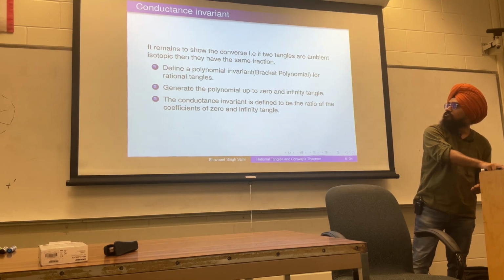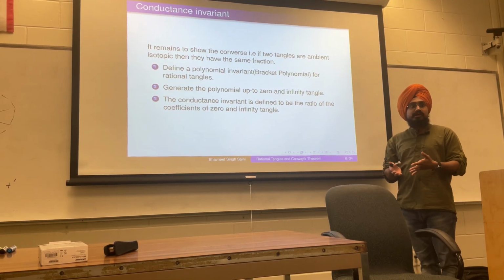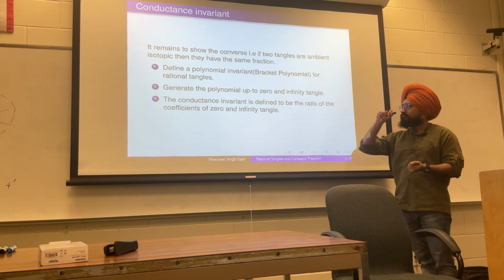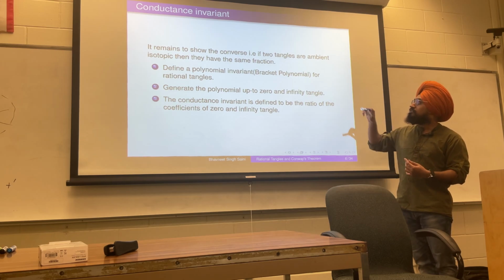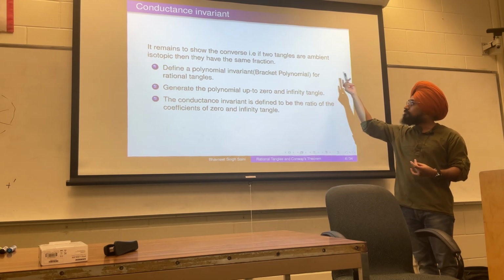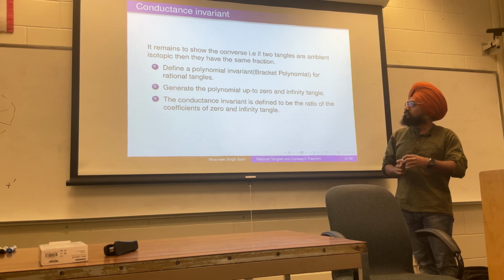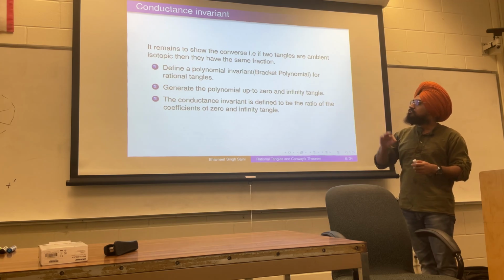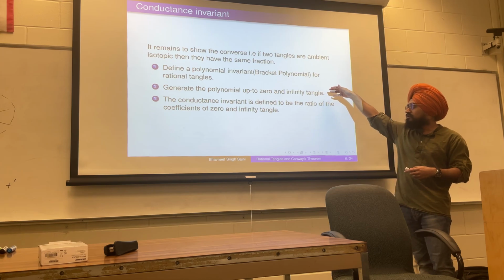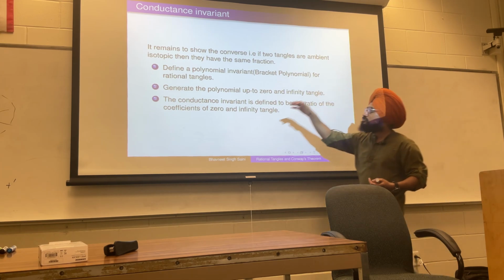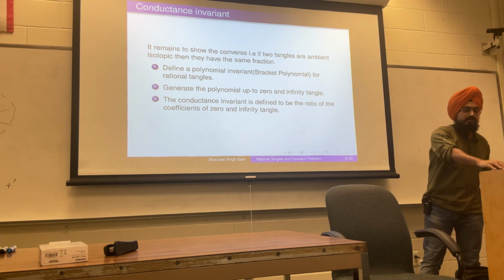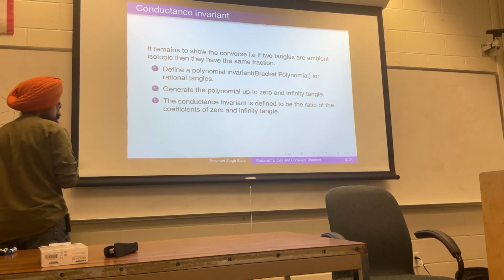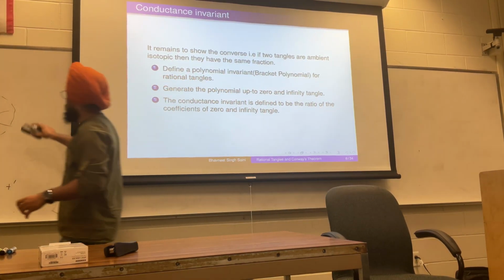Now the opposite direction, that if we are given that the two tangles are ambient isotopic, then they have the same fraction. We need to show that they have the same fraction. So for that, first of all, we will define a polynomial invariant, which is also called the bracket polynomial for rational tangles, and then we will generate the polynomial up to 0 and infinity tangle. We will see what this means. And then the conductance invariant is defined using this polynomial invariant, and that is the ratio of the coefficients of 0 and infinity tangle. We will see where it gets. So first of all, I am not sure if I have defined 0 and infinity tangles, so we'll just look at that.